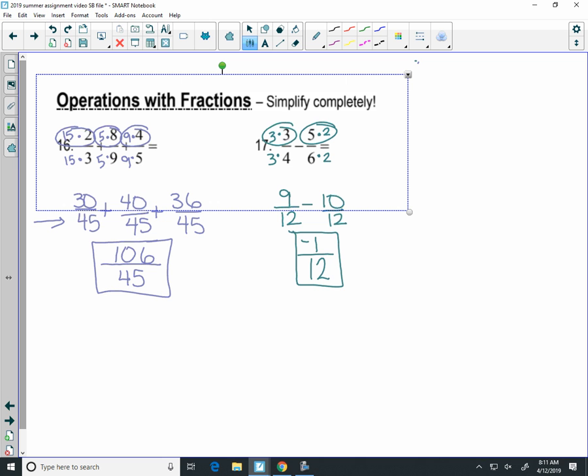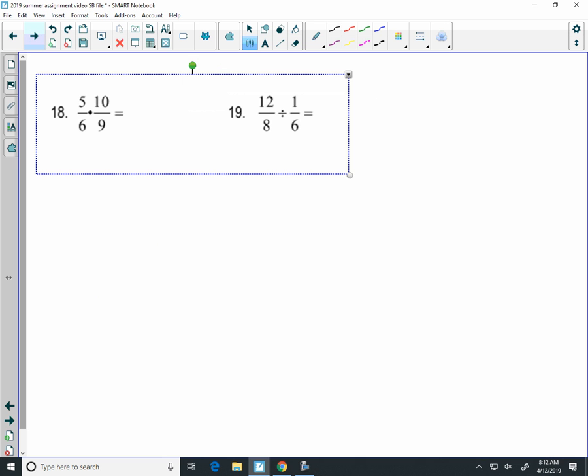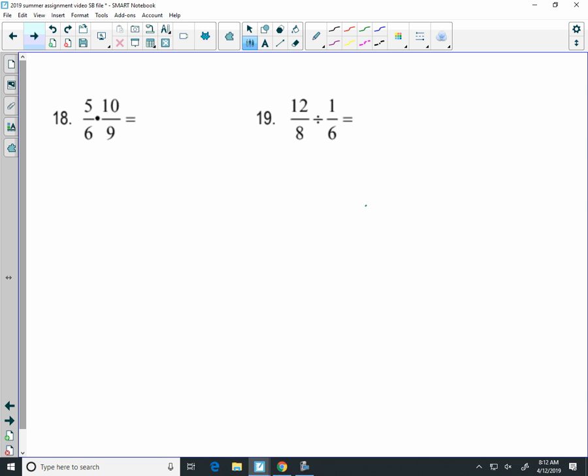The biggest issue I see with multiplying fractions is just sometimes I have students who want to find a common denominator and it way overcomplicates the problem. So when you're multiplying with fractions, you just multiply across. Go, go, go, do it. So 5 times 10 is 50. 6 times 9 is 54.